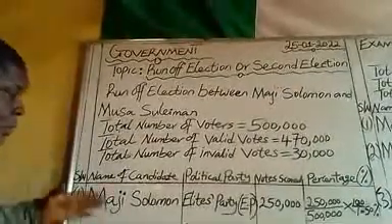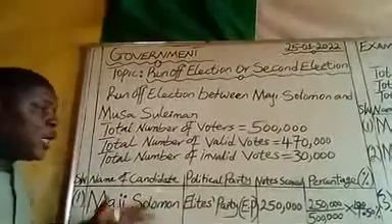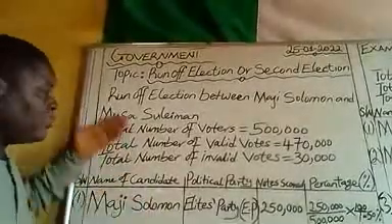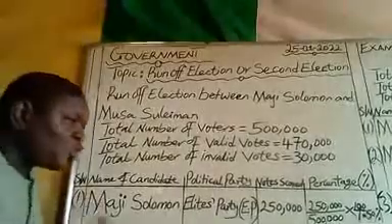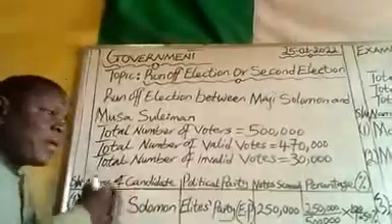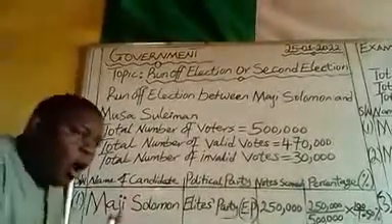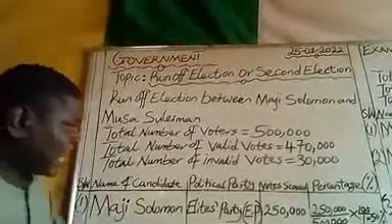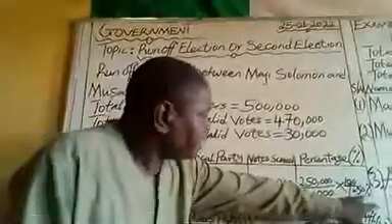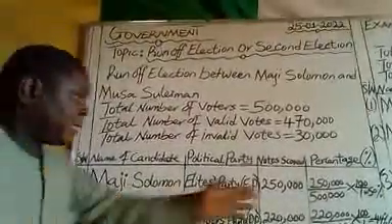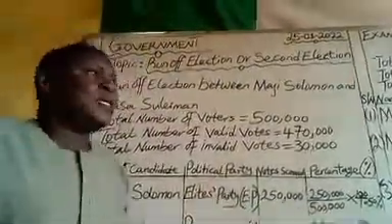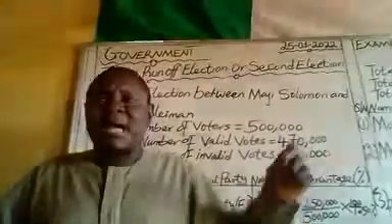Now, I have to tell the whole world that Maji Solomon is the winner of the presidential election. Maji Solomon is the winner of the runoff election. Maji Solomon is the winner of the second election. As you can see, he got 50%, and Musa Suleiman got 44%. So Maji Solomon is the winner of the runoff election.